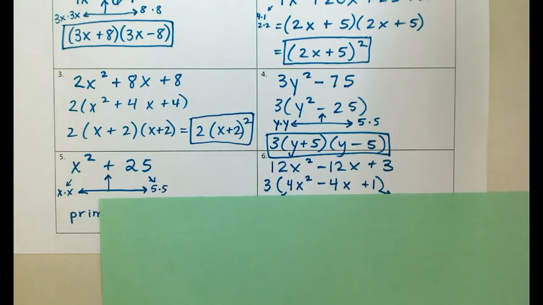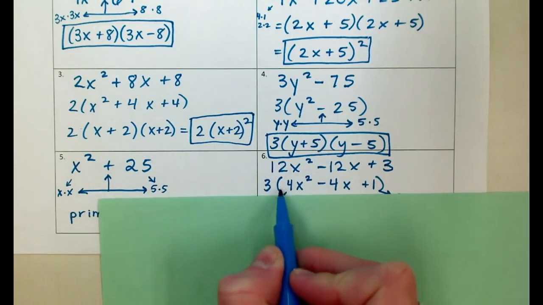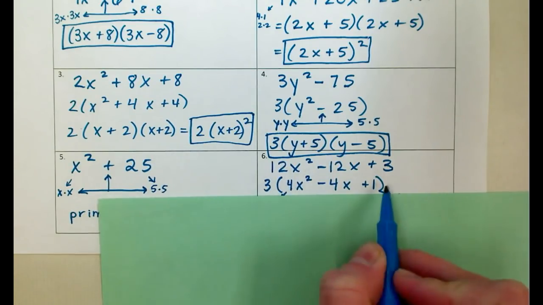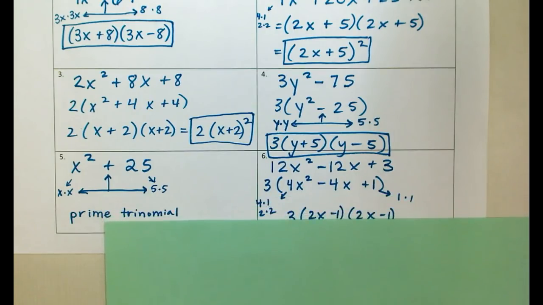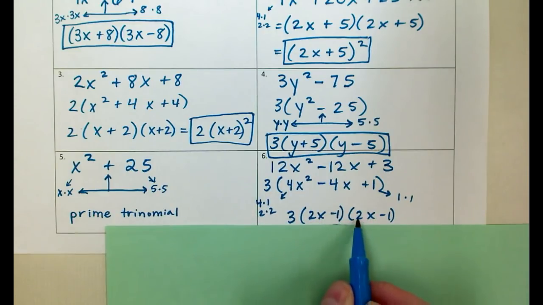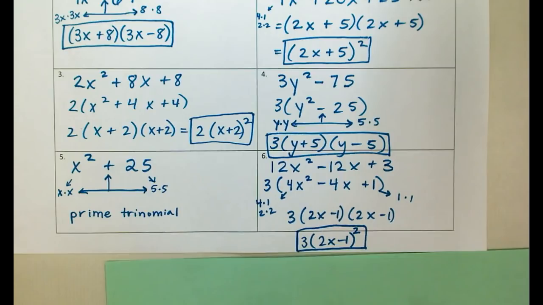And then I noticed my first term was 4, so my options were 4 times 1 and 2 times 2. My options for 1 are just 1 times 1. This factored out to 3 times 2x minus 1, 2x minus 1, which is a perfect square trinomial, so I can write this as a square of a binomial. My final answer is 3 times 2x minus 1 quantity squared. All right, be ready for some more practice.